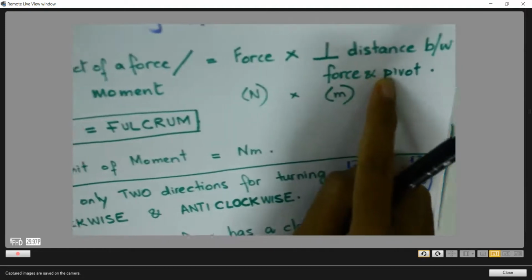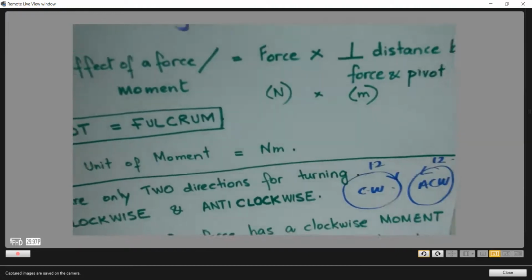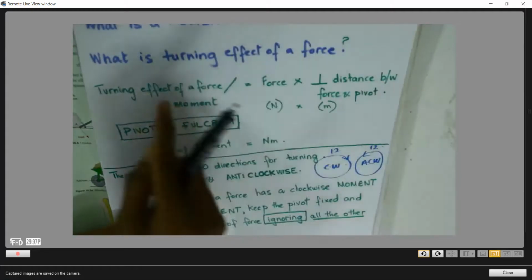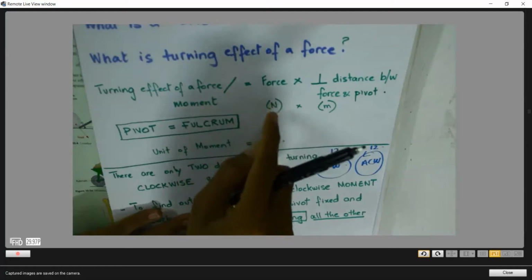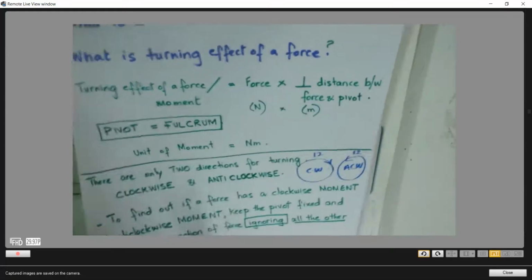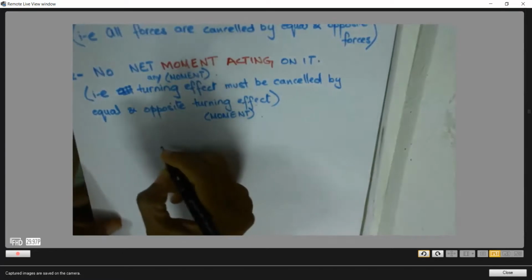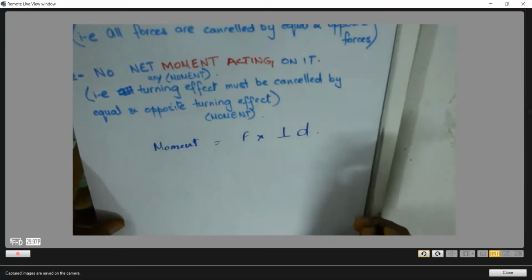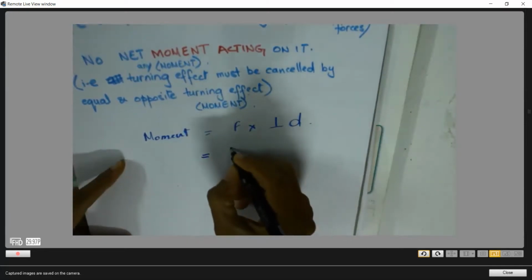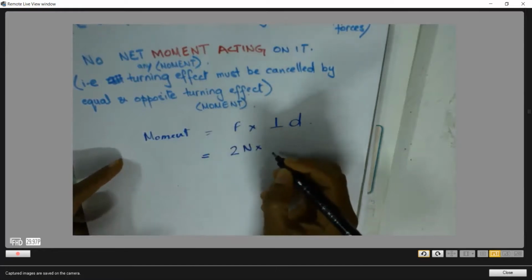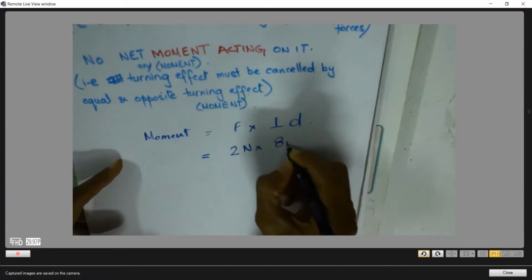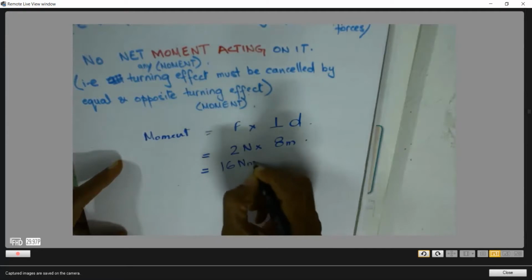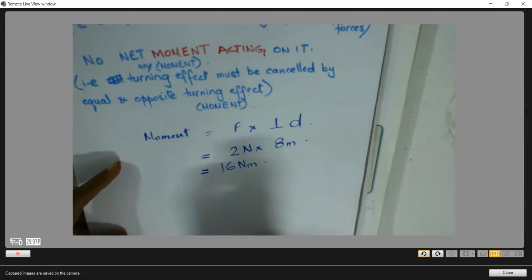this formula, you will also realize that if we increase the distance for the same turning effect, you need a smaller force. What do I mean? Turning effect, the moment, is a force multiplied by the perpendicular distance, right? So if force is 2 Newton, for example, and distance is, let's suppose, 8 meters, your turning effect is 2 times 8, which is 16 Newton meter.